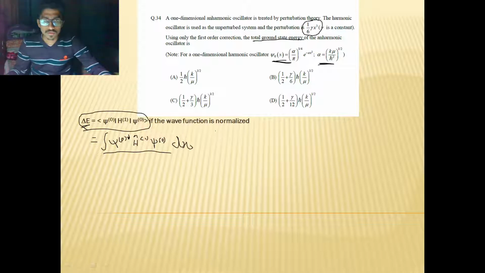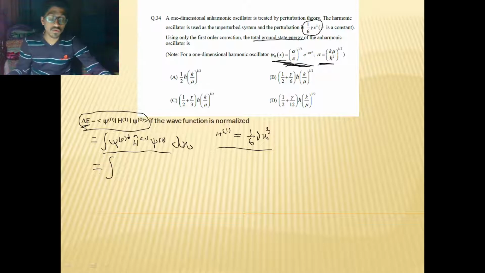In this question, H1, the Hamiltonian for the perturbed system, is nothing but 1 upon 6 into gamma into x cube. So this is the perturbed Hamiltonian. And psi 0 is also given. If we try to solve this, it is nothing but an integral. What are the upper and lower limits of this integral? It is the harmonic oscillator problem, so the limits are going to be 0 to infinity.